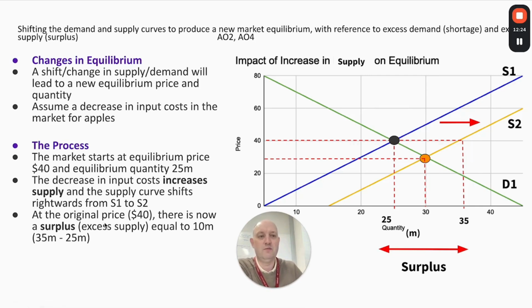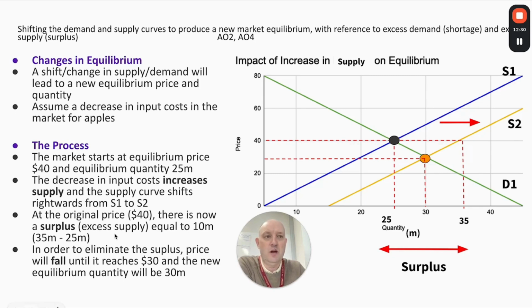So we've got this surplus, this excess supply, which is caused by the increase in supply. This makes sense. We've got more supply, an increase in supply, so therefore that's going to lead to excess supply. Now, as we saw earlier on, in order to eliminate the surplus, the price will fall until it reaches $30. So the price is going to come from $40 down to $30 because that's where we've got the intersection of the new supply curve and the demand curve, which will give us an equilibrium quantity of 30 million. There's a typo on the slide though, that's not shortage, that should be surplus.